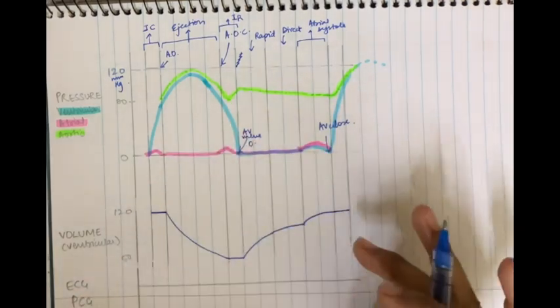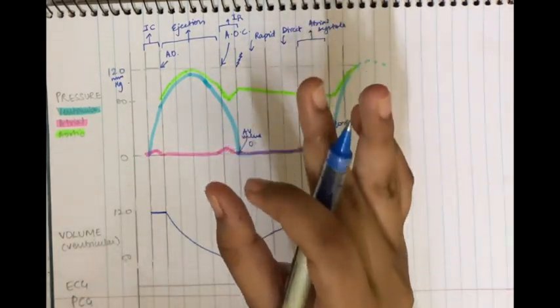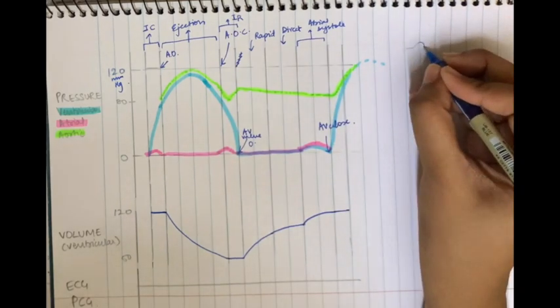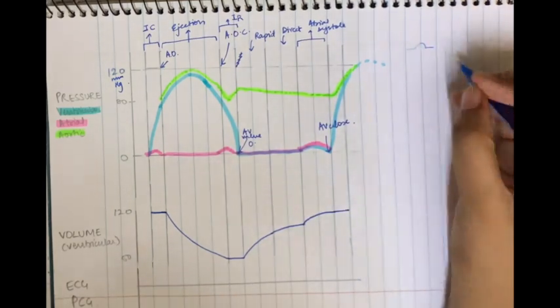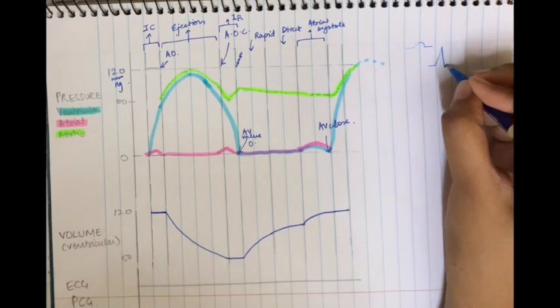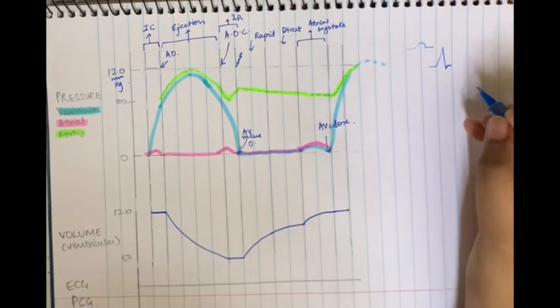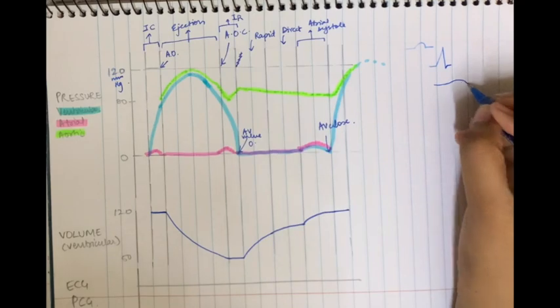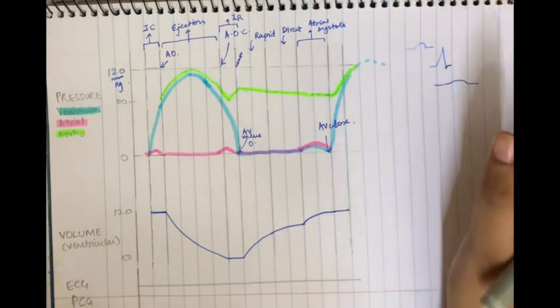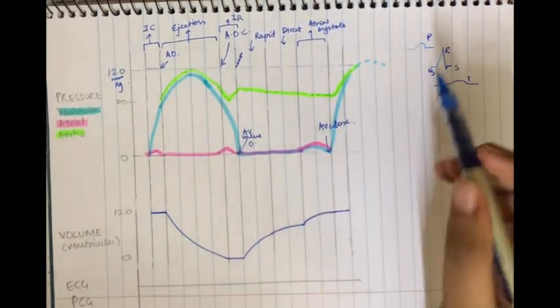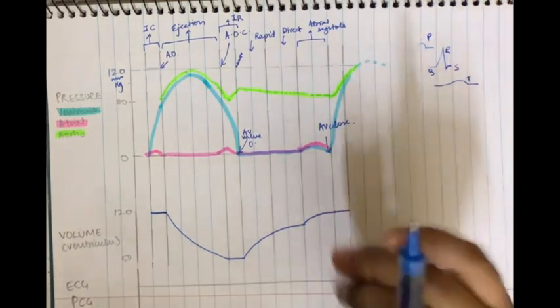Now this is the ECG. So let me just summarize the ECG basically for you. The P wave indicates atrial systole, the QRS complex indicates ventricular systole, and the T wave indicates ventricular or total diastole. So I said the P wave indicates atrial systole.